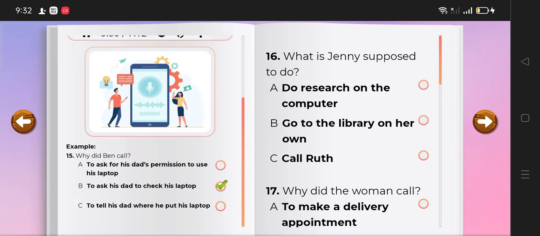Why did Ben call? A. To ask for his dad's permission to use his laptop. B. To ask his dad to check his laptop. C. To tell his dad where he put his laptop. The answer is B. Do you see the tick? Now you do it.